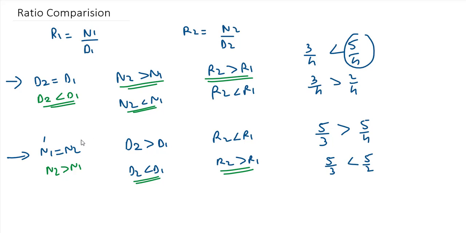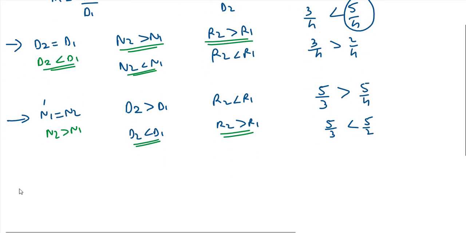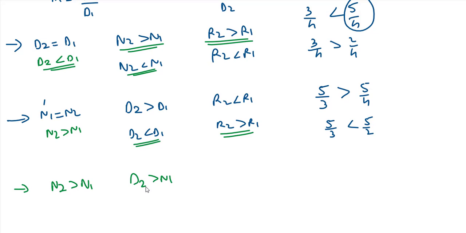Let us now consider the third case in which both the numerator and denominator are increasing. This is an interesting case. So your numerator is increasing, N2 is more than your N1, and your denominator is also increasing. So D2 is also more than D1. So in this case, we cannot directly conclude.